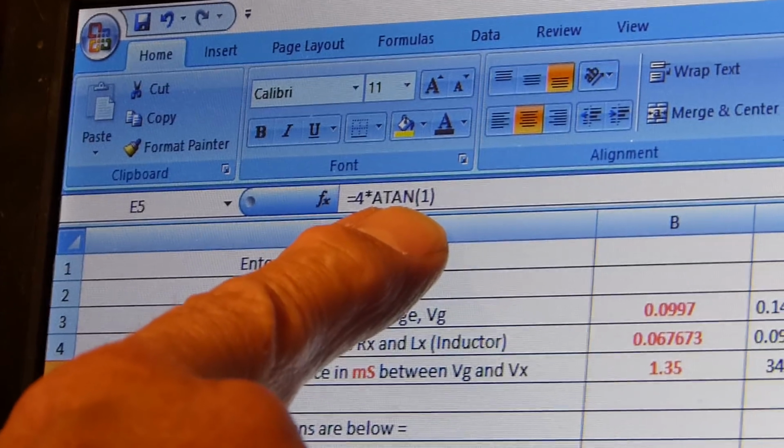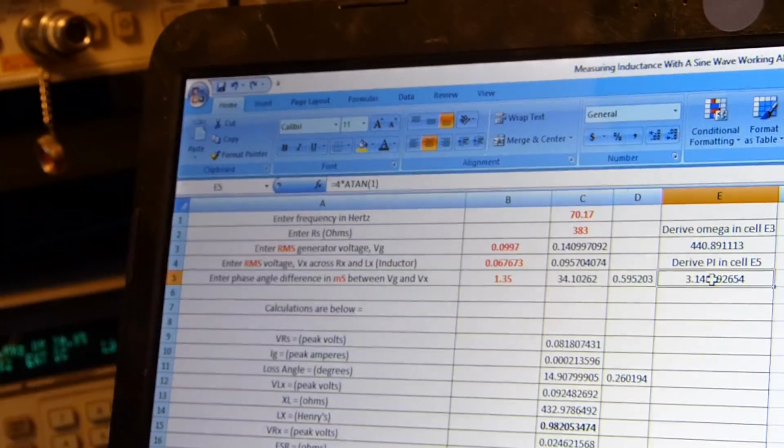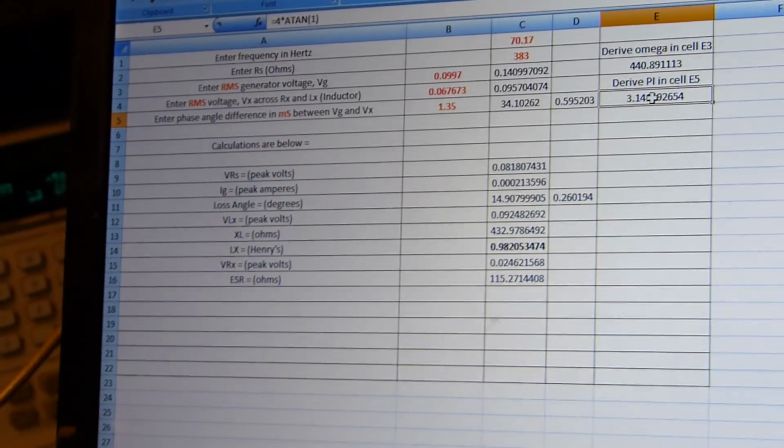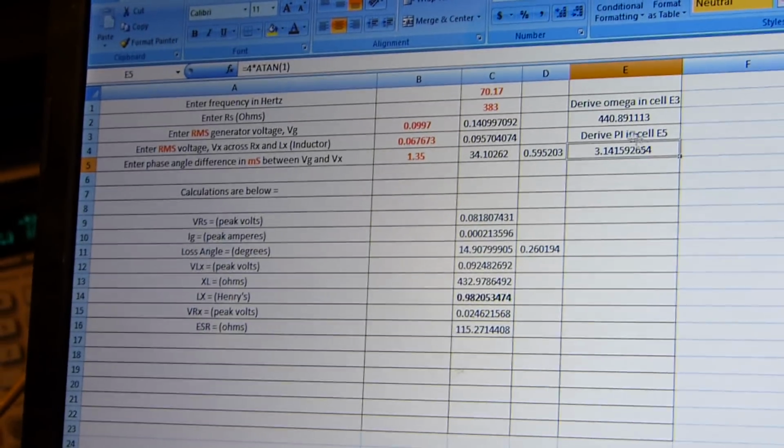Now this 1 is a radian, not degrees. 4 times the arctan of 1. If you put it in like that, Excel will assume this to be radians. And that will actually give you pi. That's the definition of pi. That's one of the definitions of pi.